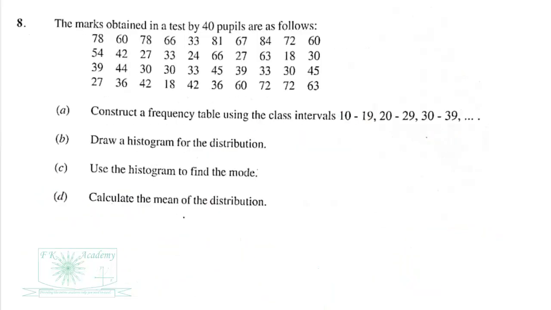The marks obtained in a test by 40 pupils are as follows. We have to construct a frequency table using the class intervals 10 to 19, 20 to 29, 30 to 39. And we have to draw a histogram for the distribution, then use the histogram to find the mode, and then calculate the mean of the distribution.